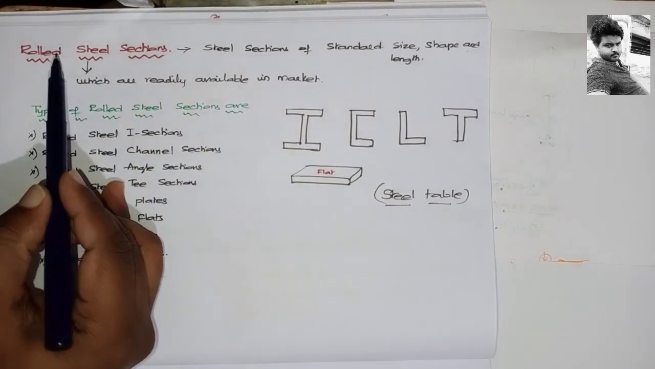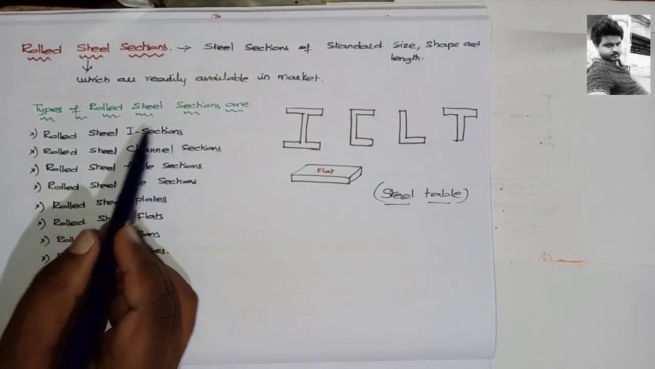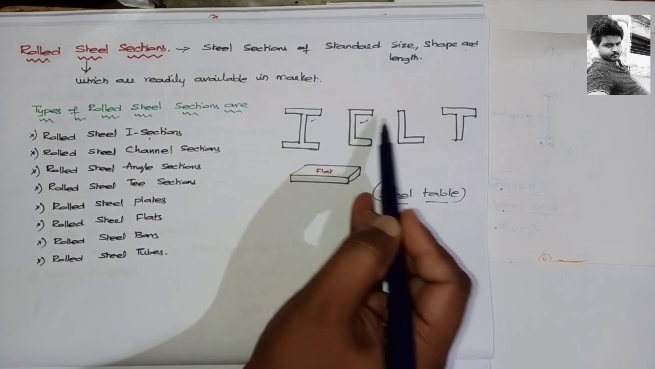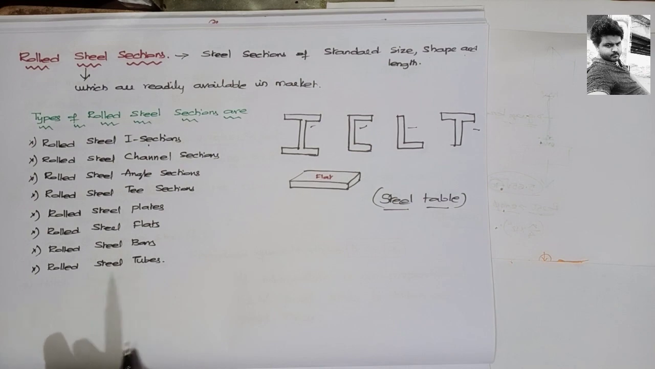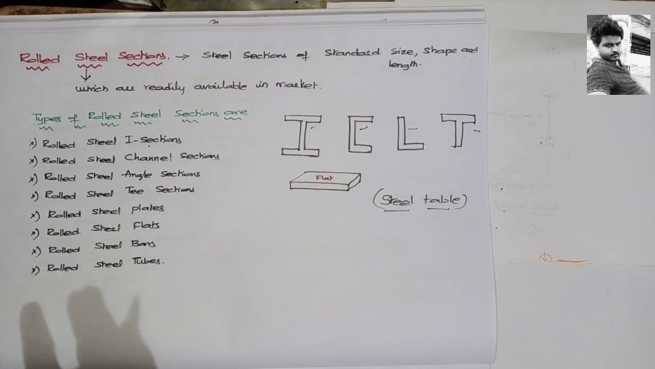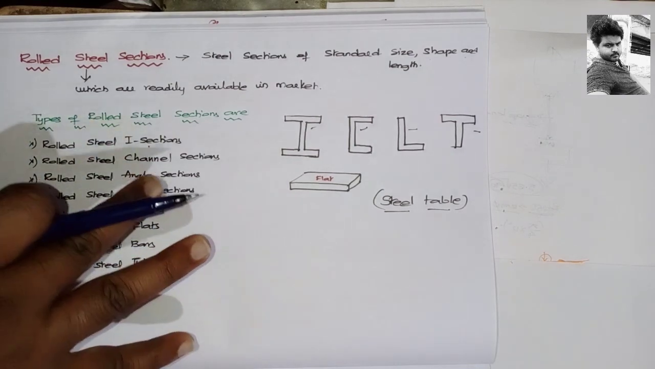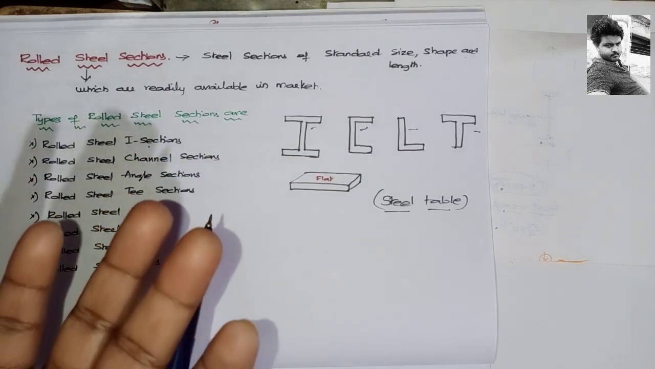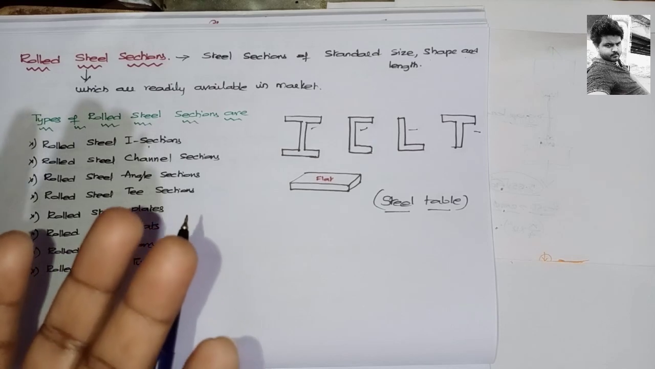Now coming to here, what are the different types of rolled steel sections? The types are I sections, channel sections, angle sections, T sections, plates, flats, bars and tubes. These are the different types of rolled steel sections. These different types of sections can be used as a compression member, a tension member, or a strut.